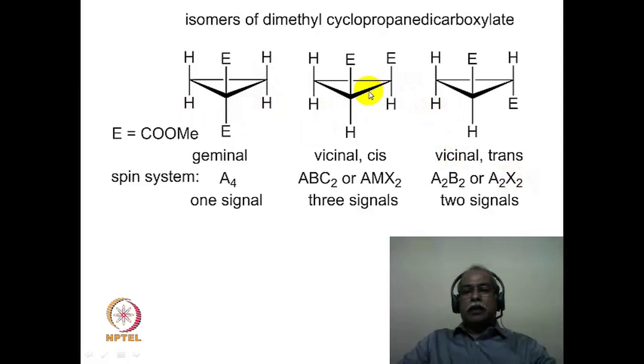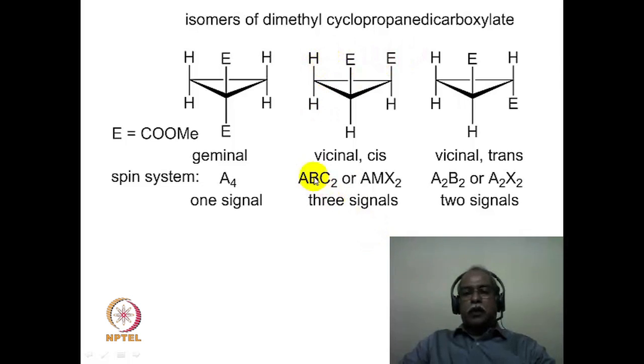Now come to this particular example. This is a cis vicinal dimethyl cyclopropane dicarboxylate. This molecule also has a plane of symmetry passing through this carbon and bisecting the carbon-carbon bond bearing the ester functional group. That makes these two hydrogens identical with respect to each other. However, these two hydrogens here are not chemically equivalent, because one hydrogen is cis to the two esters and the other hydrogen is trans to the two esters. So the geometrical relationship between these two hydrogens and the ester functional group is very different.